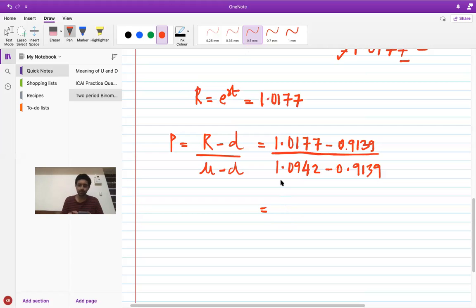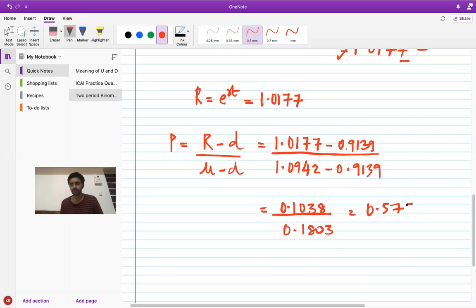This is equal to (1.0177 minus 0.9139 is 0.1038), the whole divided by (1.0942 minus 0.9139 is 0.1803). Okay, which is equal to 0.5757. That is equal to 57.57 percent is the probability.